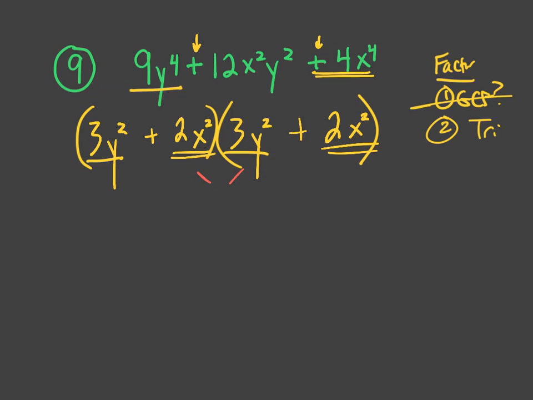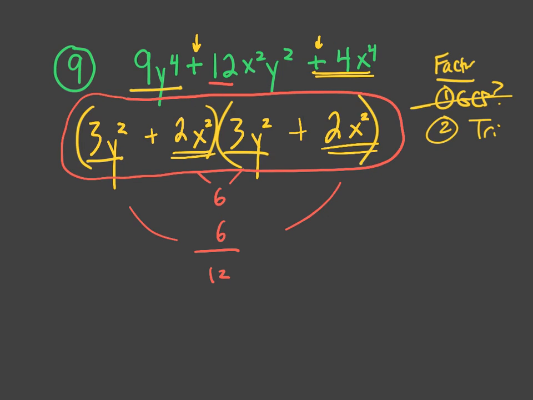And you can check that down below. If you multiply, you can just do the numbers. 2 times 3. Down below, 2 times 3. And that would give you that 12 that you need up top. And also, since they're identical, you could write this as 3y squared plus 2x squared, squared.